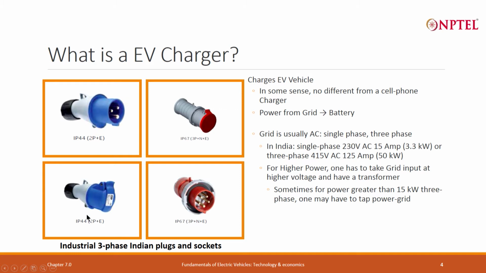These are single phase, but then there are 3 phase sockets also. So, this is 2 phase plus earth. So, this is a plug and the socket. This is for 3 phase plus neutral plus earth, and this is IP67. IP67 basically is industrial grade, but it can also handle things like if water comes in, it is a waterproof connector. So, this has 5 pins, 3 phase plus N plus E.